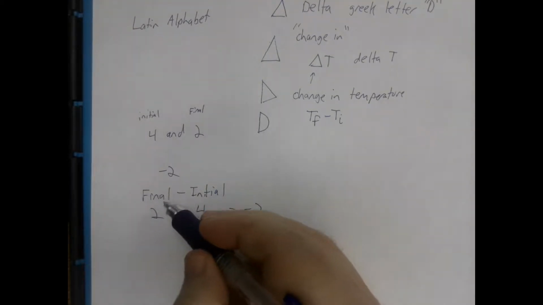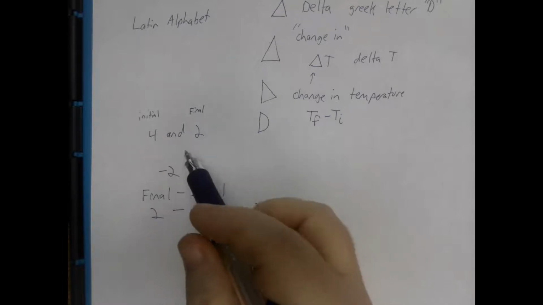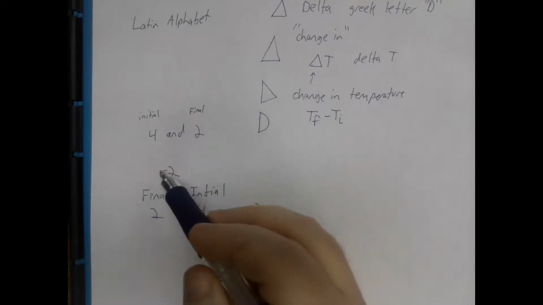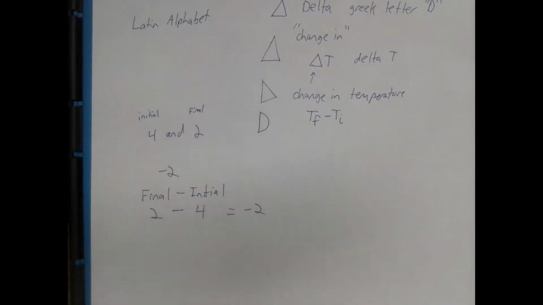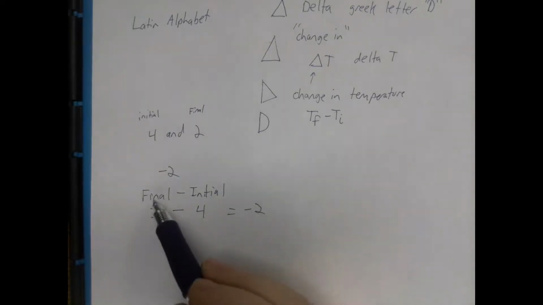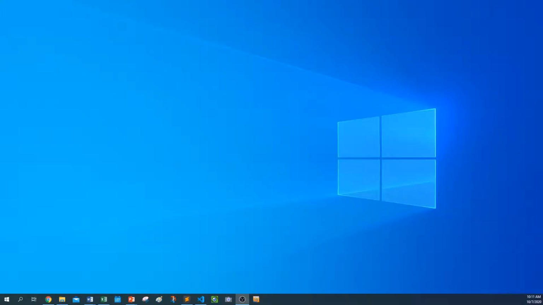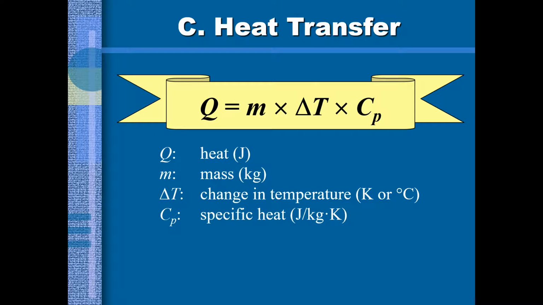So order is important. Again, I see it over and over. You guys tend to just choose whichever one is larger and subtract the smaller from it, so you always get positive. Direction is important in science. We always take the final and minus the initial from it. So if we're going from a high temperature to a lower temperature, our heat is going to end up being negative.